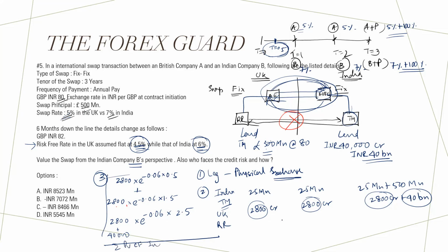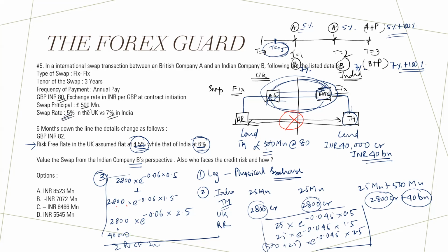Similar exercise we do for the UK company as well. Okay, so in case of the UK company, we have 25 million into e to the power minus 0.045 into 0.5, plus 25 million into e to the power minus 0.045 into 1.5, and then the last is 500 million plus 25 million multiplied by e to the power minus 0.045 into 2.5.